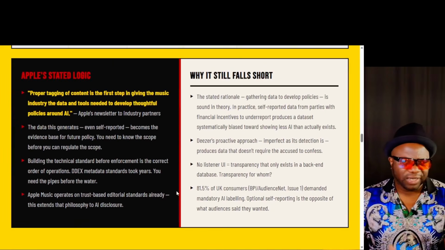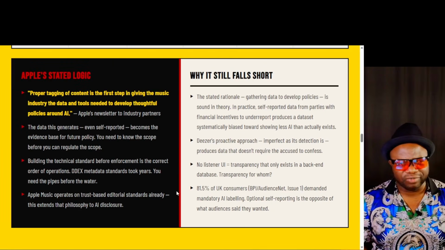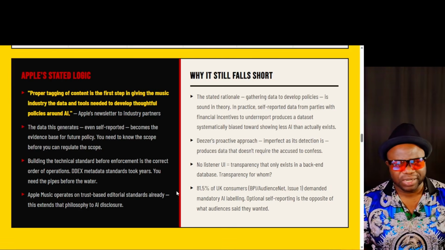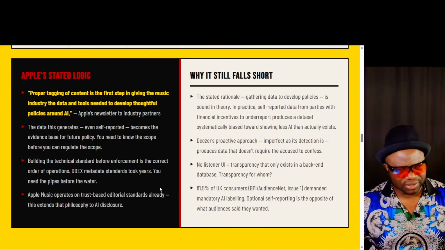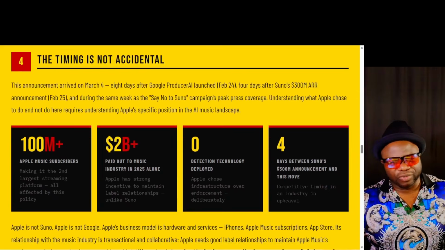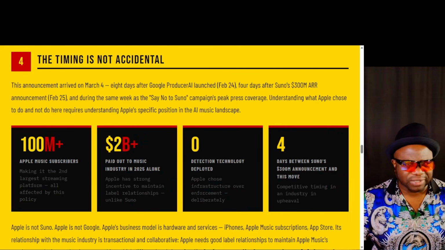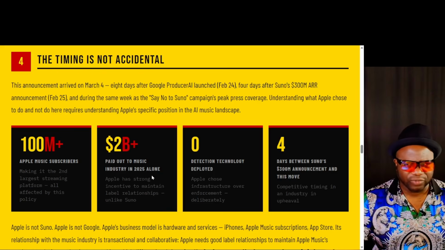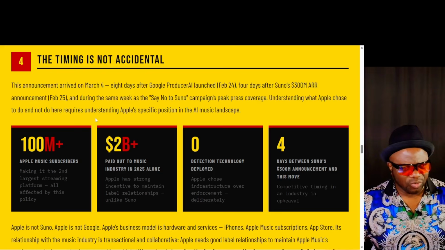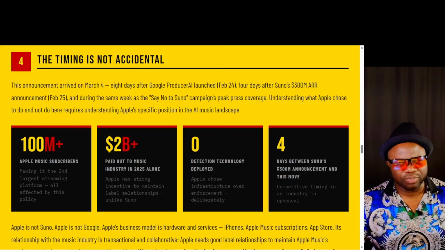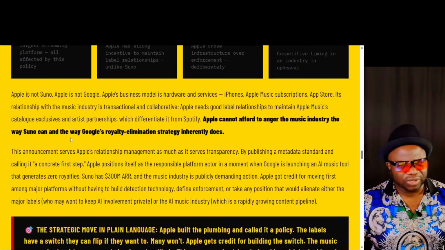So when you take a look at all of these, Apple falls short because the stated rationale, gathering data to develop policies, is sound in theory, but in practice, self-reported data from parties with financial incentives to underreport produces a data set that's systematically biased. I don't want to waste much time on this any further, but I don't feel this is accidental. The announcement arrived on March 4th, 8 days after Google Producer AI launched February 24th, 4 days after SUNO's 300 million annual revenue announcement, and the same week that the Say No to SUNO campaign's peak press coverage came out. I really do not think this is by accident.